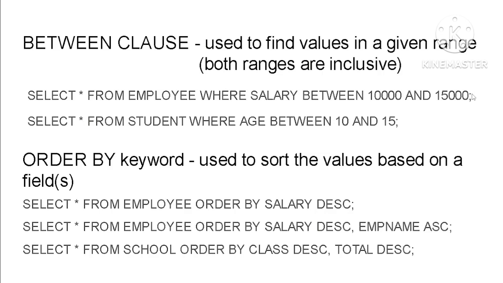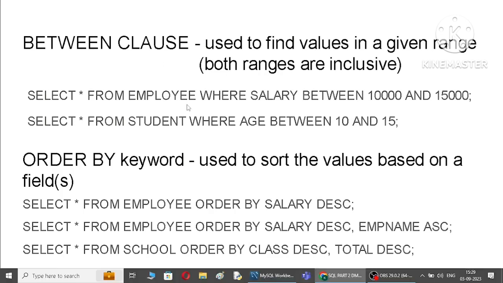15,000 will also get displayed. So both the values, upper and lower ranges, are also included while searching. Same way, select star from student where age between 10 and 15. So all the students whose age is 10, then 11, 12, 13, 14, 15 will also get displayed. So that is the use of the between clause.